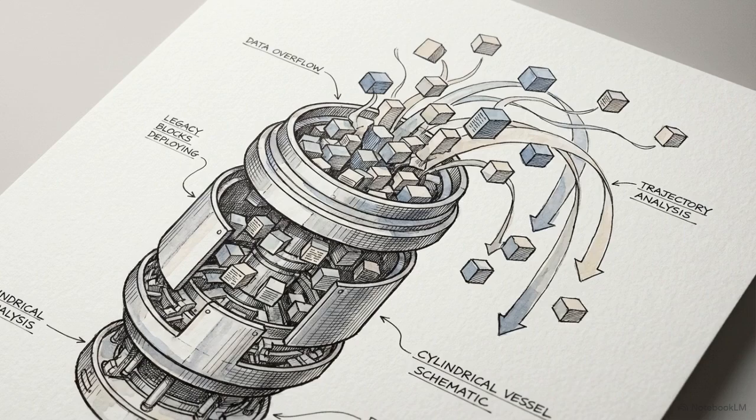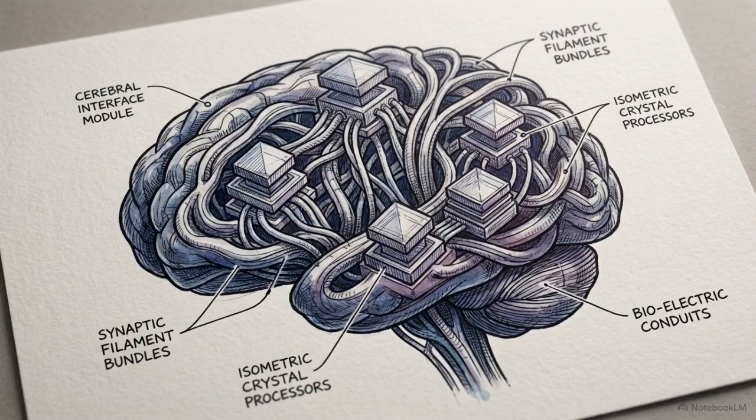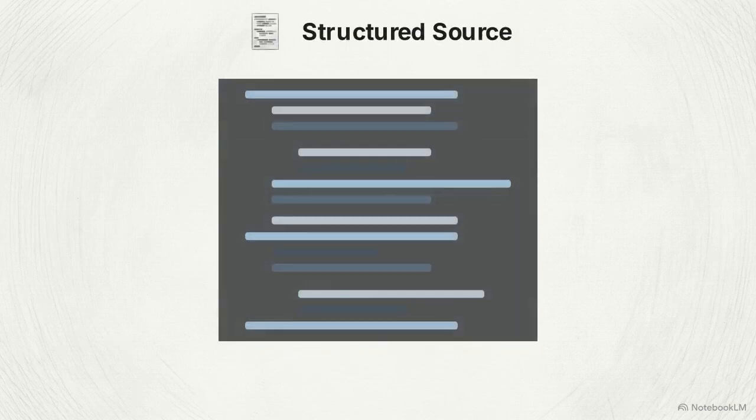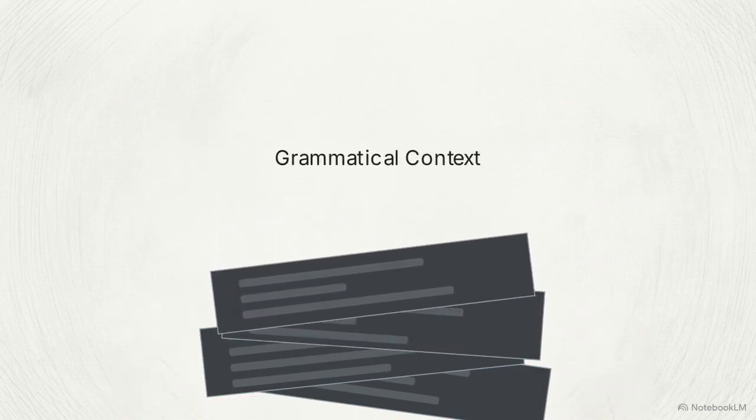Context windows eventually fill up and discard older information. To sustain reasoning over time, an agent must delegate its long-term state to a dedicated physiological structure. Standard Retrieval Augmented Generation, or RAG, takes documents and slices them into flat text chunks. This process destroys the structural, grammatical, and causal context of the original source code or prose.